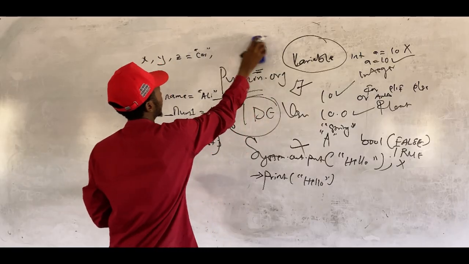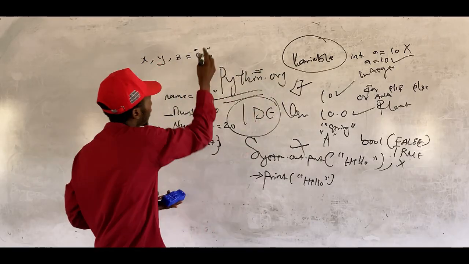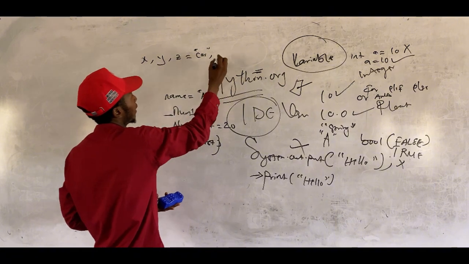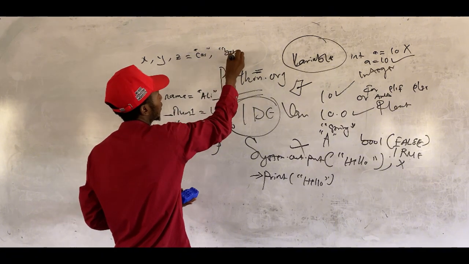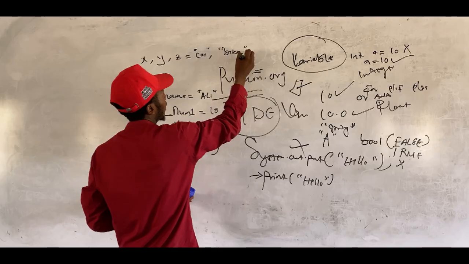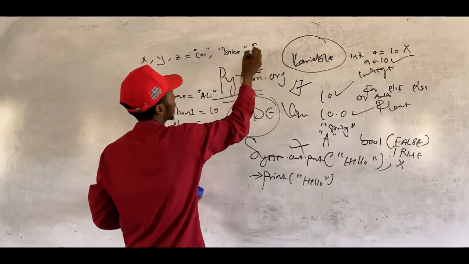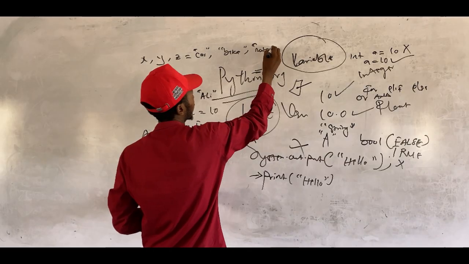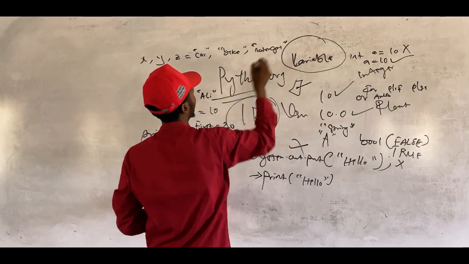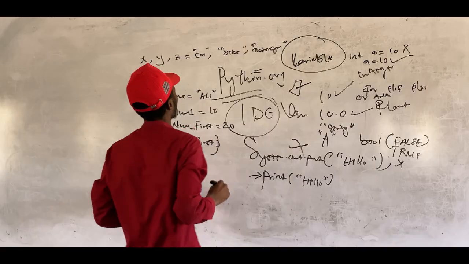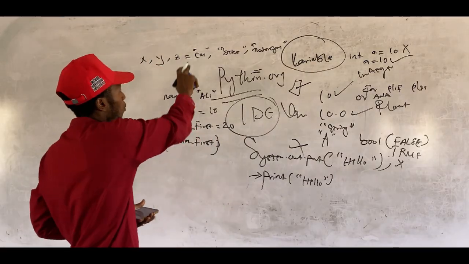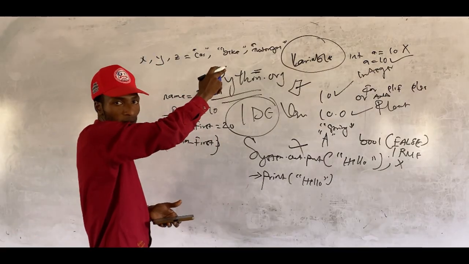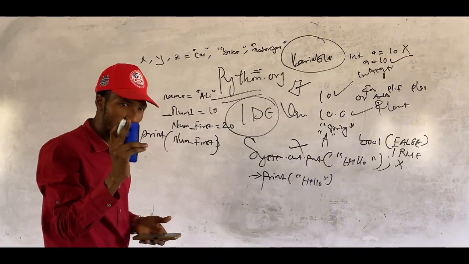Let me write it correctly. You can have a car, you can have a bike, you can have another thing, a motorcycle, or thereabout. So this is multiple values assigned at the same time.